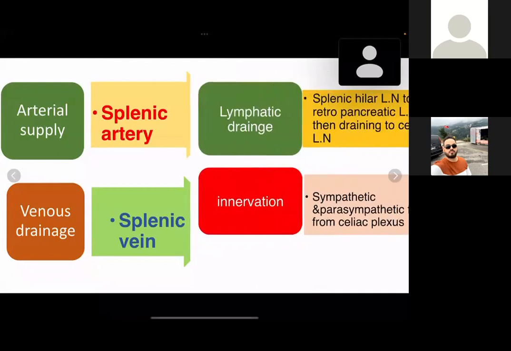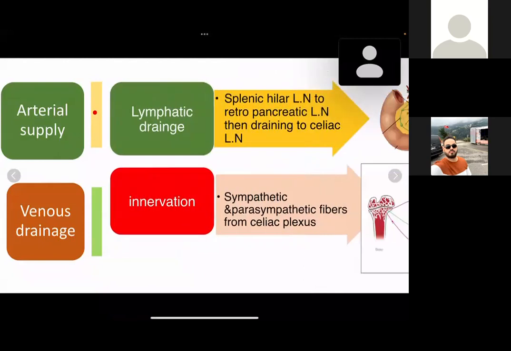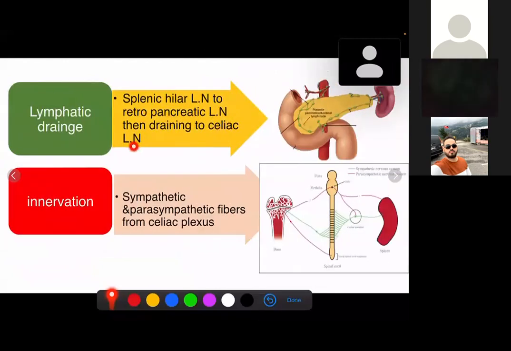Regarding the lymphatic drainage of the spleen, we have the splenic hilar lymph nodes, which go to the retropancreatic group of lymph nodes and then to the celiac lymph nodes. The innervation is by sympathetic and parasympathetic fibers coming from the celiac plexus.